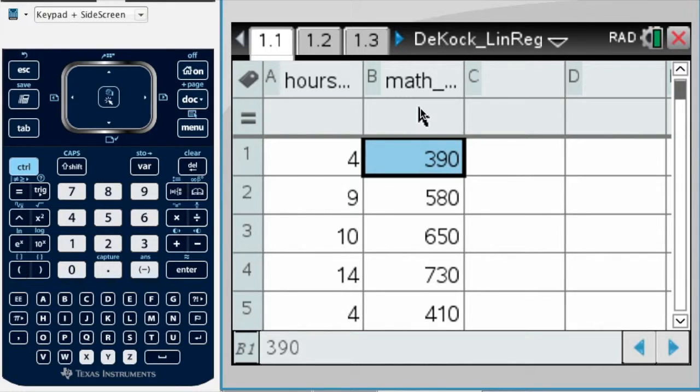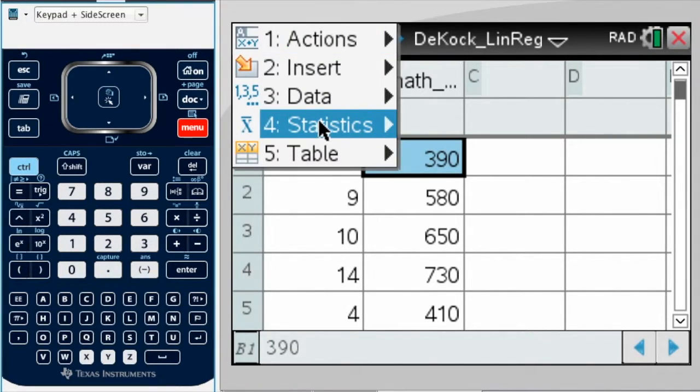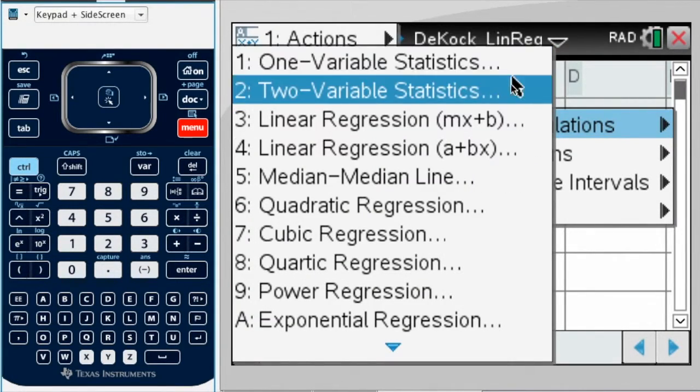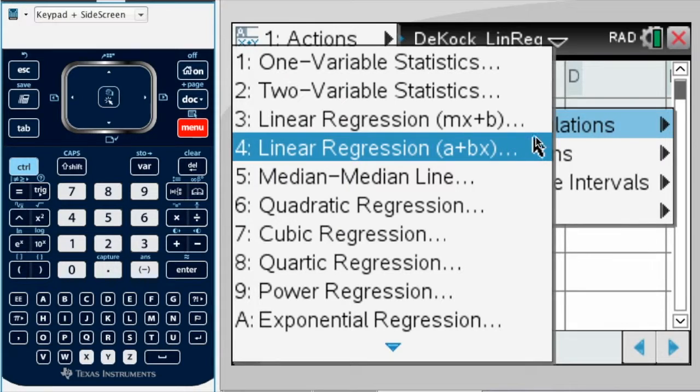I am making an assumption that you are familiar with this graphing calculator or a graphing calculator that is similar to it. What's nice about the TI-Nspire is that you can title your data so that you can find it easier. So our first task is to determine a linear regression. To do that, I'm going to press the menu key, go to Statistics, perform some stat calculations, and then I'm going to pick the fourth one down, linear regression a plus bx.